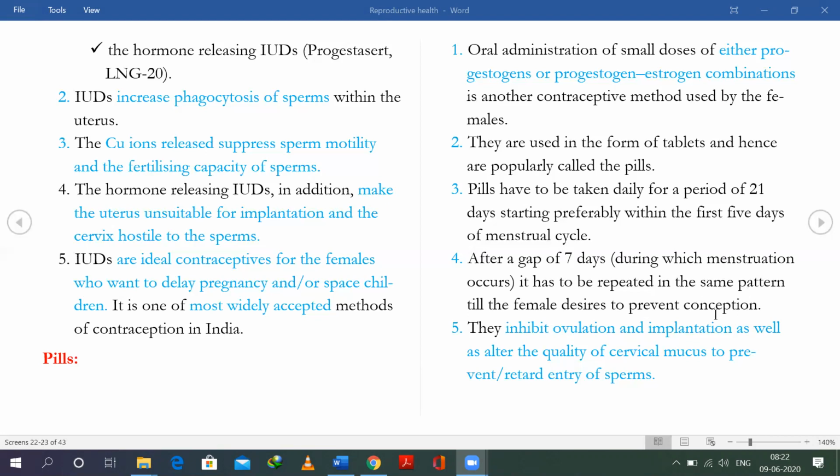Even if there is ovulation, why is implantation not happening? Because the mucus lining is affected. As a result, the implantation does not happen. Even if there is fertilization, implantation is not happening. So for these two reasons, the pregnancy can be avoided. That is how the pills work.